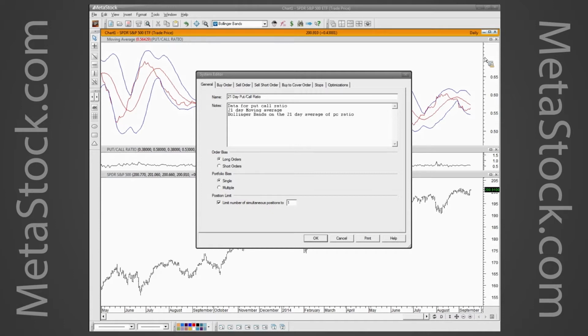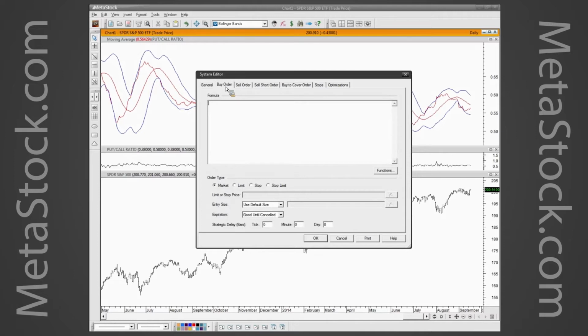So we'll start with the buy order formula. And I'm just going to go with our first item that we need, which is our data for the equity put-call ratio. And to get that, we're going to use the security function. Now what I'm going to do to make it a little easier is to create a variable to get the data for the put-call ratio. And I'm just going to call it PC.